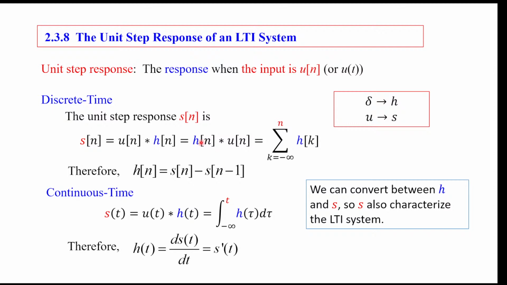So there are two important notations to remember. First is the unit step response. I think this name is very intuitive. It's the response to a unit step function, and at least in the textbook and in this course we'll use the notation s of n for the unit step response. So we use h as the response to delta and s as the response to u. The unit step response is written as s of n or s of t.